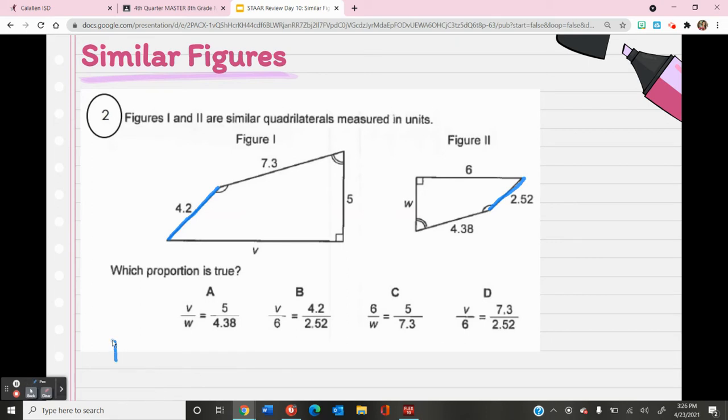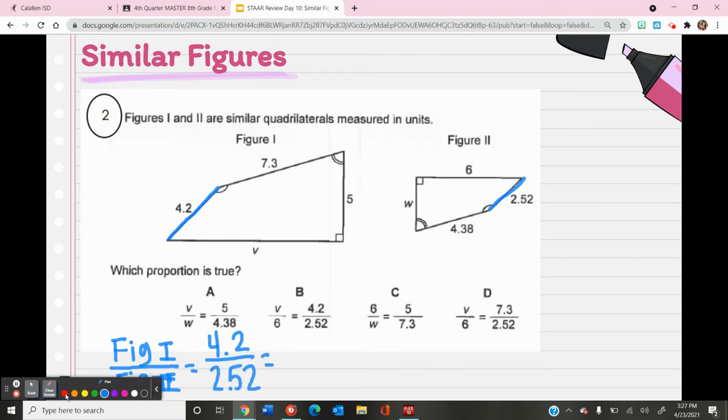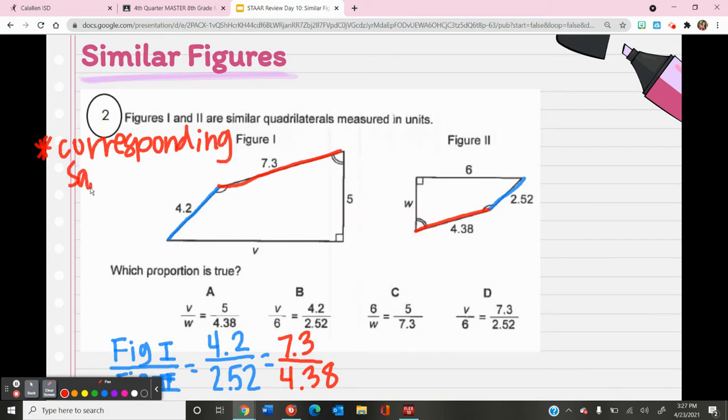Now here I'm going to write figure 1 over figure 2. We're going to set up a proportion. So for figure 1, we had 4.2, and for figure 2, we had 2.52. Now this is equal to our next side. So I'm just going to go around. So here we have 7.3, and its corresponding side will be right here at 4.38. And again, corresponding means it is the same position on a different shape. Just take note, corresponding means same position in a different shape.